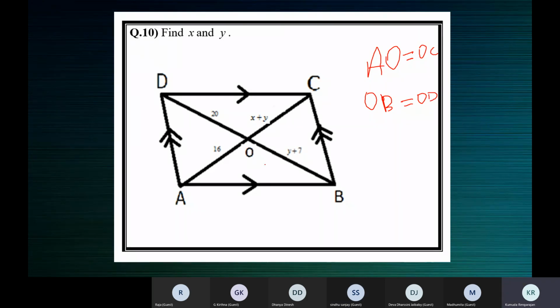So because it's a parallelogram, the diagonals bisect each other. That means they'll have the same midpoint, O, where the diagonals meet. O is the midpoint of AC. O is also the midpoint of BD. This happens in a parallelogram, rhombus, rectangle, and a square because all are parallelograms. A rhombus is a parallelogram, a rectangle is a parallelogram, a square is a parallelogram. So in all these figures, the diagonals meet at O, and O will be the midpoint of both the diagonals.